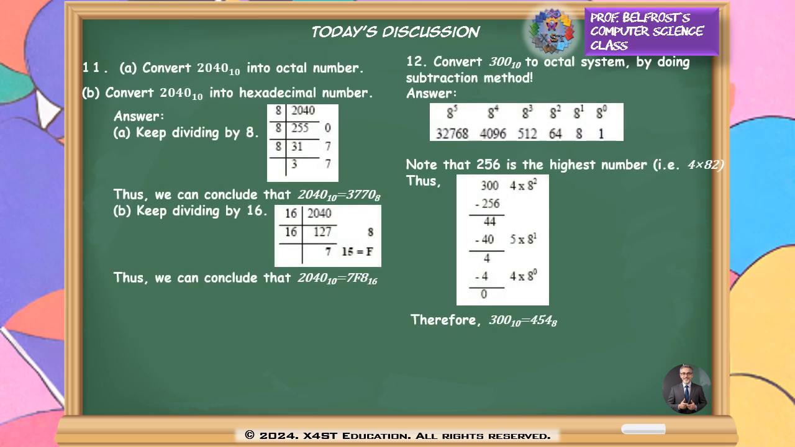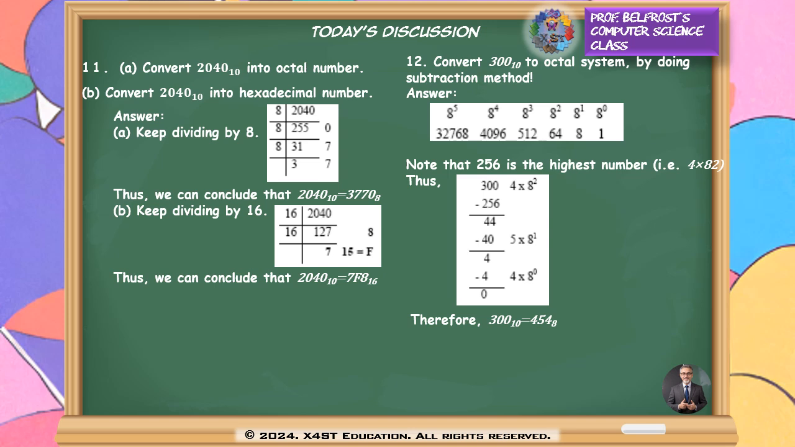Number 11, you have something to convert here. You have to convert 2040 base 10 to octal and hexadecimal numbers. Easy. Decimal to octal, keep dividing by 8. Decimal to hexadecimal, keep dividing by 16. And then you get the result. The next problem, convert 300 base 10, or decimal, into the octal system by the subtraction method. Here's another method that I will introduce to you when we are in our lesson.